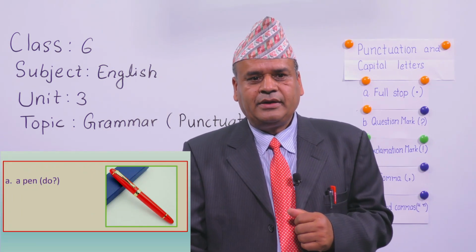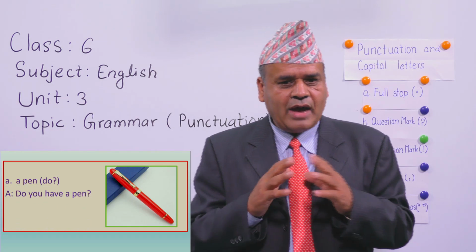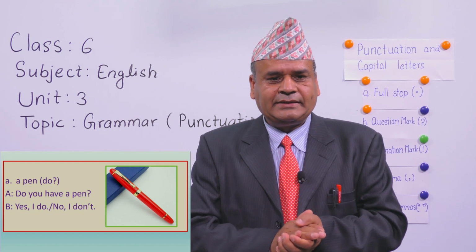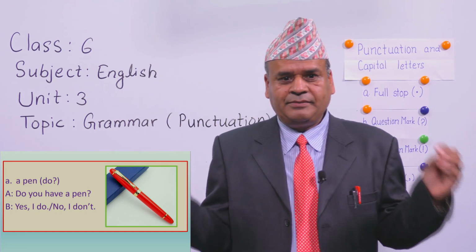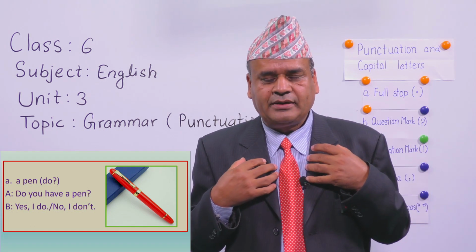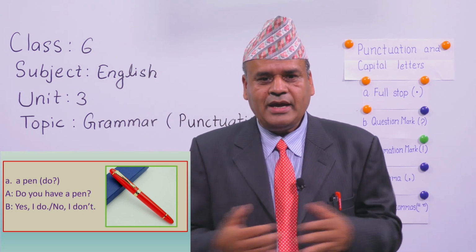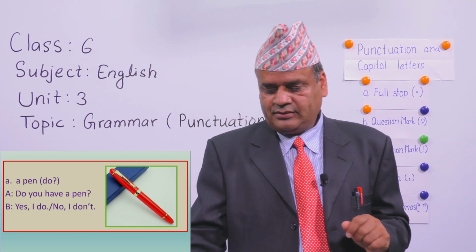All right. So, is it a pen? You can ask like this. Okay, or do you have a pen? Okay. Yes, I do, or no, I don't. That means yes, I do means yes, I have a pen, because we are asking question using do you have a pen? Okay, or if you don't have pen, you can say no, I don't.